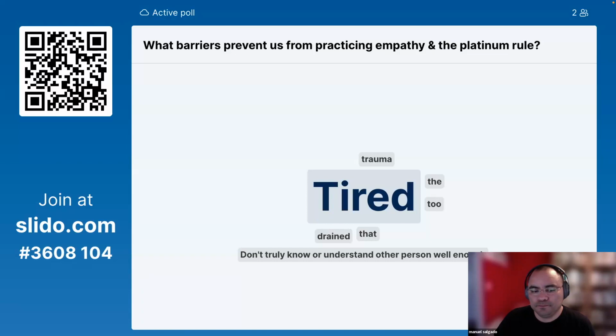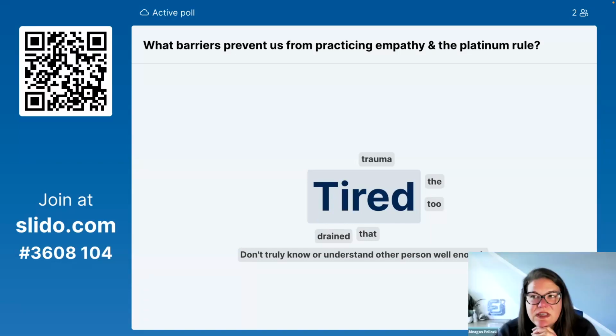Yeah. Especially if you live and function in a system that doesn't value that. So within counseling, it values that. Within other disciplines, it may not. And so it's hard to focus your energy to practice something that isn't always rewarded.